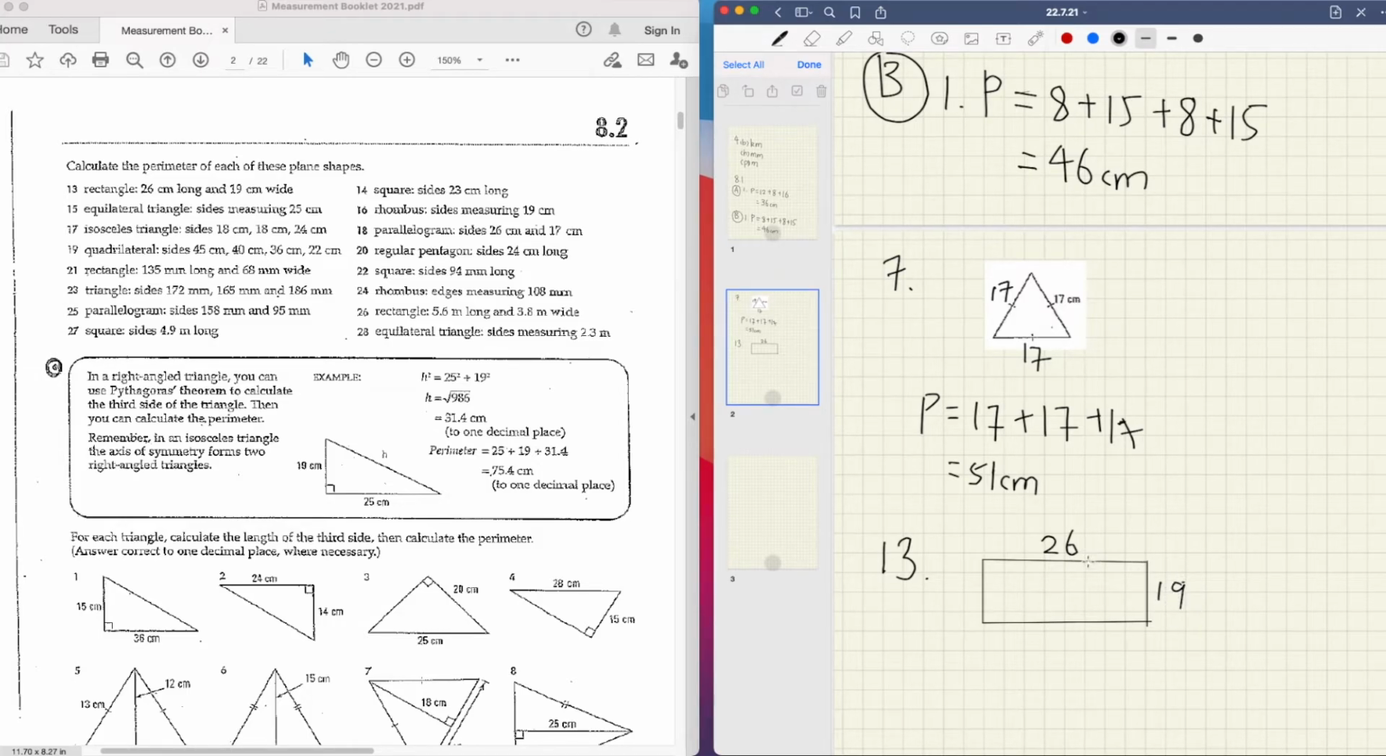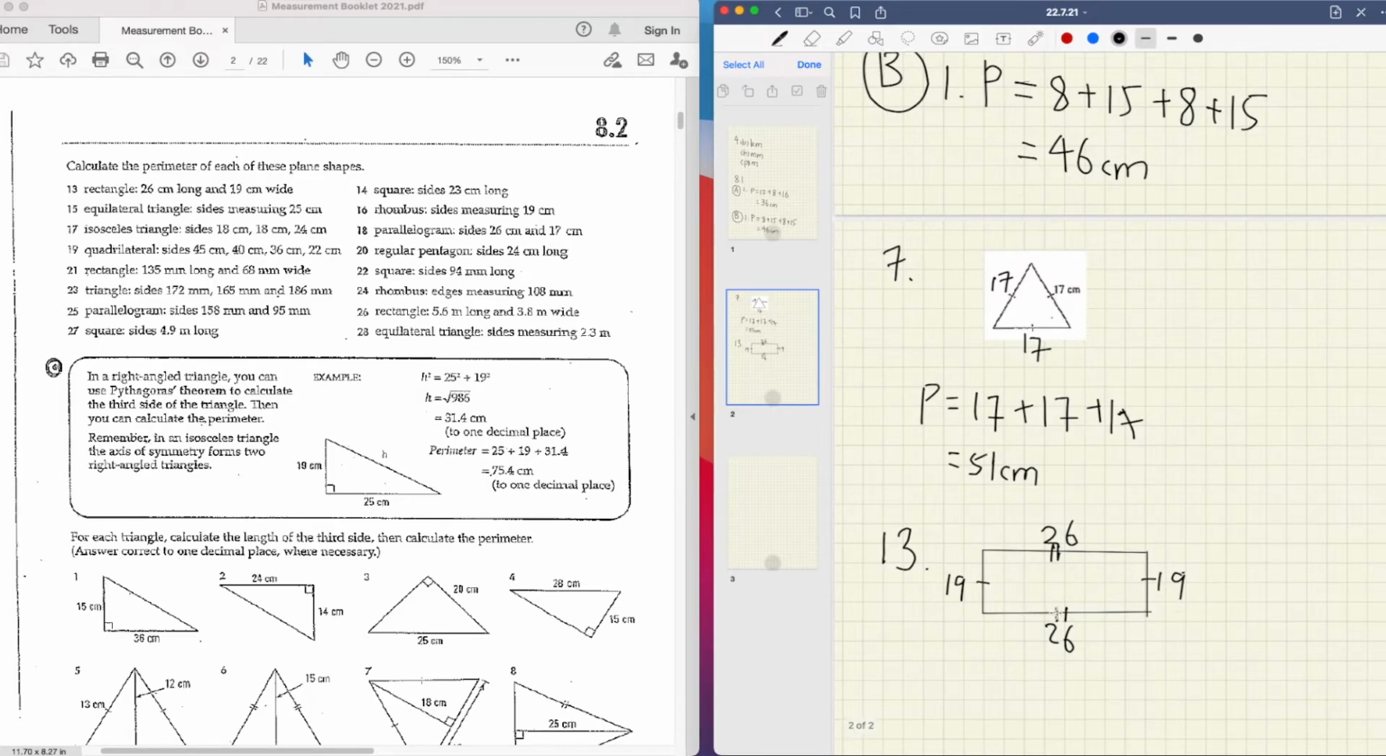Okay. Now, how do we find the perimeter? If you remember the properties of a rectangle, we know that the opposite sides of a rectangle are the same, right? So we can say that this side is also 26 centimeters. And these two sides are opposite. You notice how I drew the one line on both of these sides to indicate that they're the same. So now we have all 4 sides of the rectangle. We can work out the perimeter.